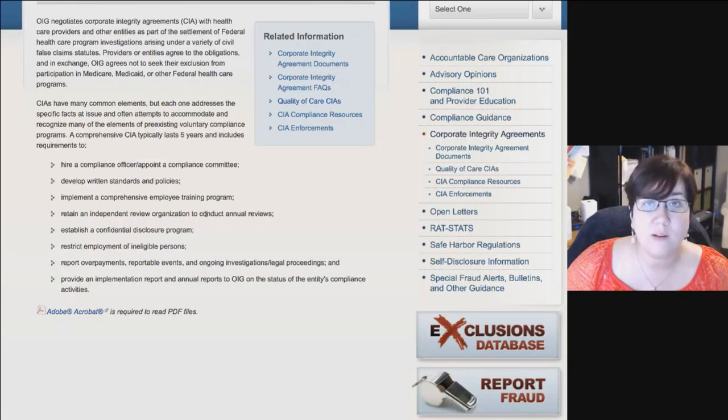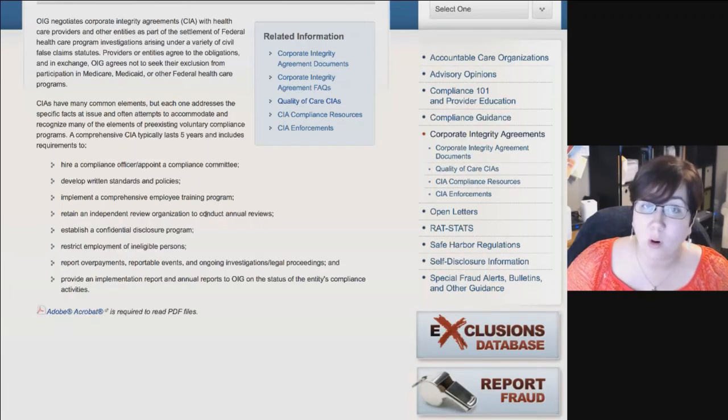Restrict employment of ineligible persons. Make sure you're using that exclusions database, right? Make sure you're not hiring people who can't bill and can't be involved in care for federal healthcare programs. Report overpayments, reportable events, ongoing investigations, legal proceedings, and provide an implementation report and annual reports to the OIG on the status of their compliance activities.